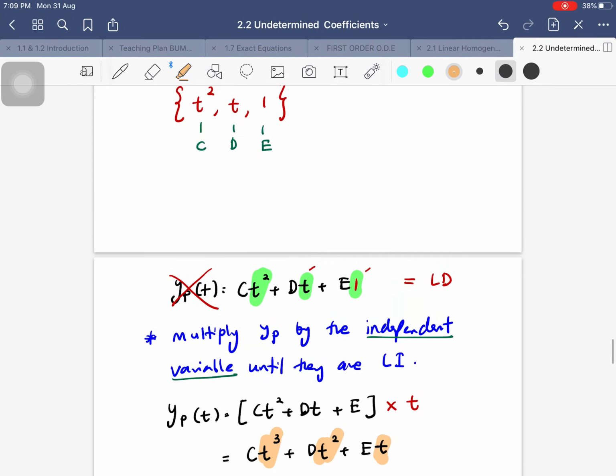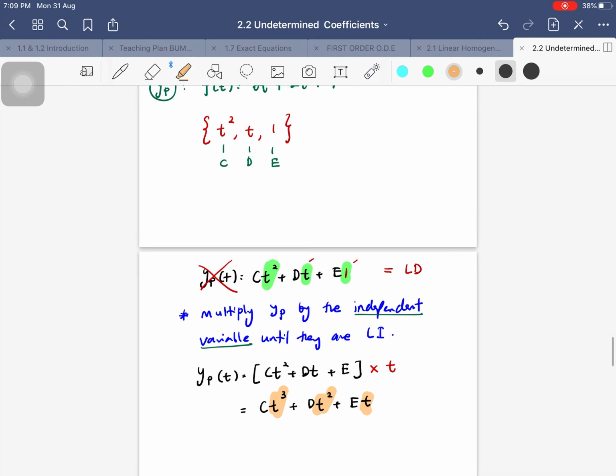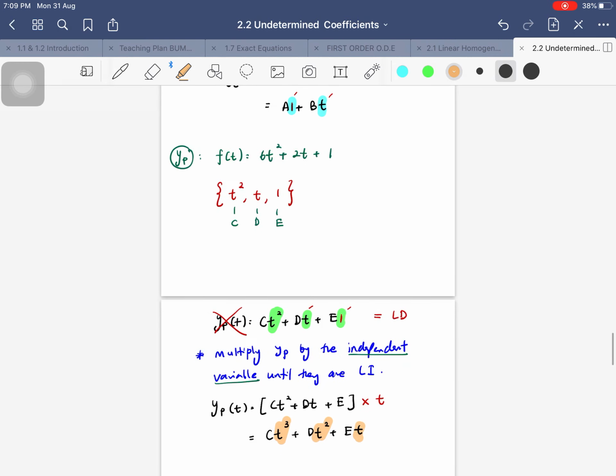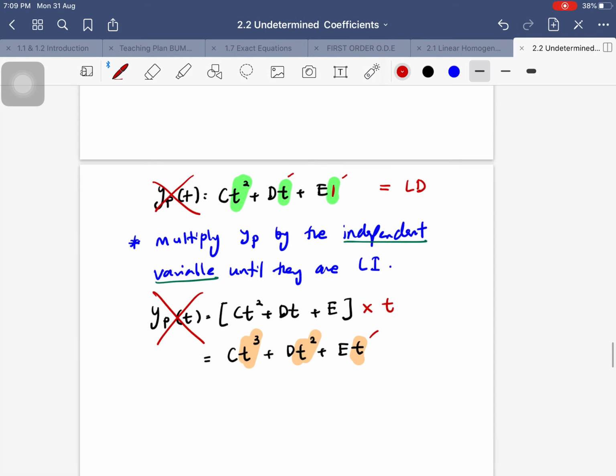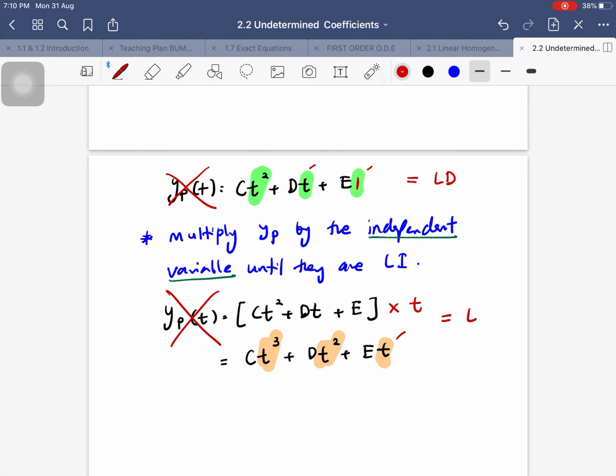However, we still have issues right here, because let's make it smaller so we can have a look at both of them. This is t, and there is still a t term right here. So I have to do the same thing again. They are still linearly dependent, so this also cannot be our yp. We have to come up with a new one. So how do I come up with a new one?